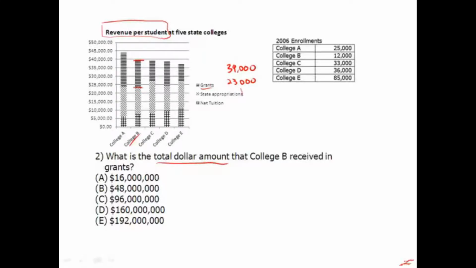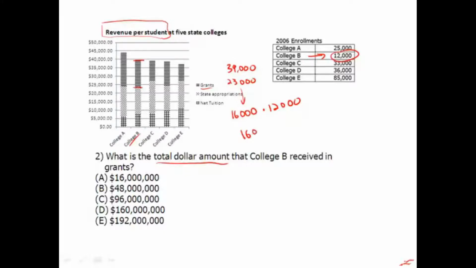So the length of that bar, 39 minus 23, is 16,000. So it means that College B is receiving $16,000 in grants for each individual student. But if we want to know the total dollar amount, we have to multiply by the number of students. Well, the number of students at College B is 12,000. So 16,000 times 12,000. You may be tempted to use a calculator here, but let's do a little approximating and see if we can avoid the calculator.